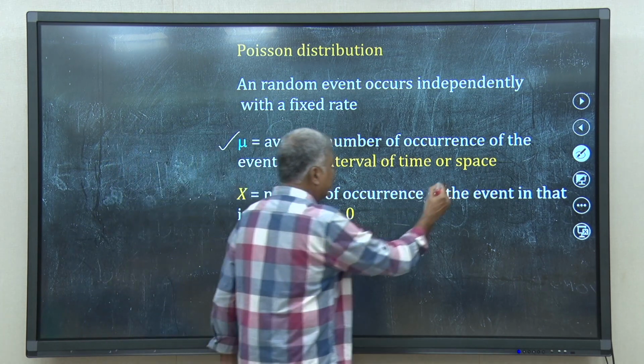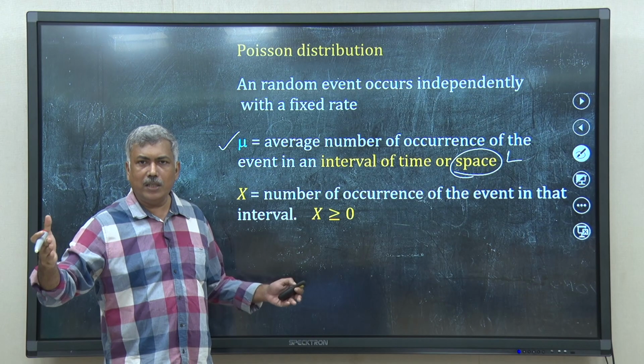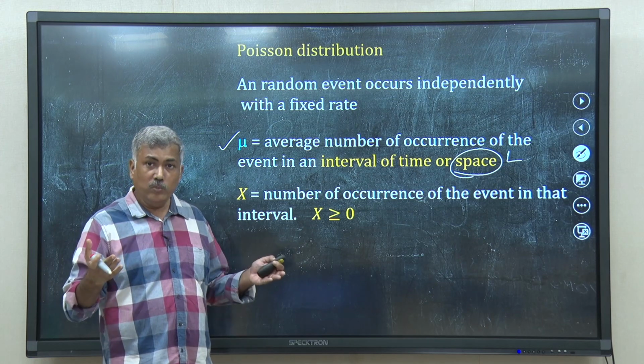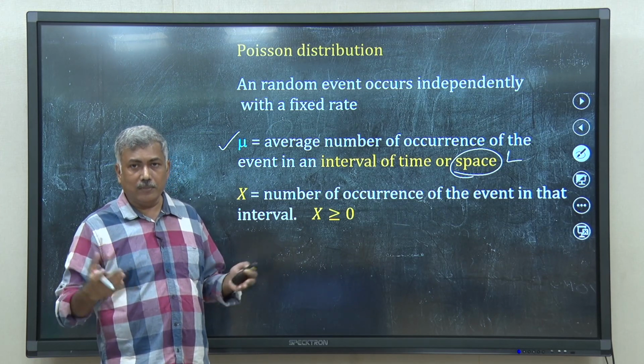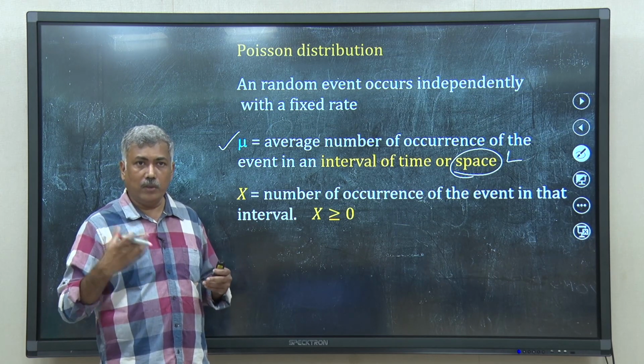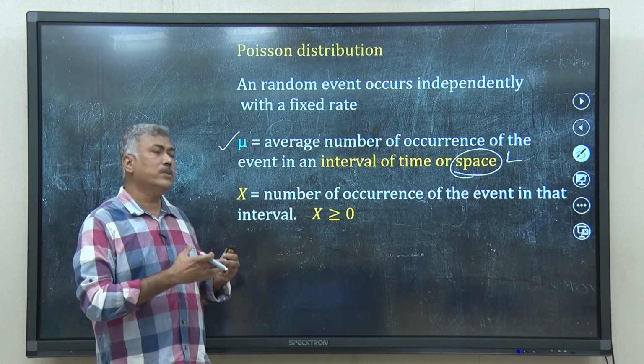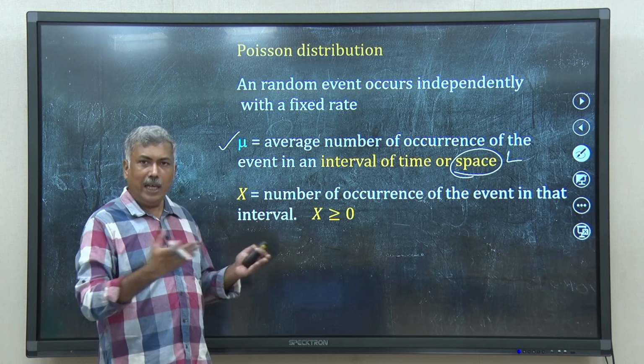What do I mean by space? Space could be length, for example, in the example that I discussed just now, the length of the DNA is the space. It can be volume, suppose you are measuring the number of cells in a particular volume of media that you have dispensed. Or in some cases it can be area also.